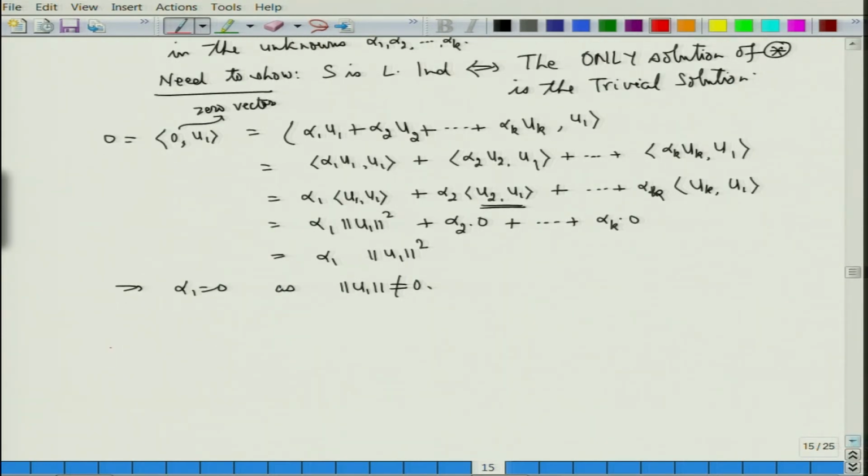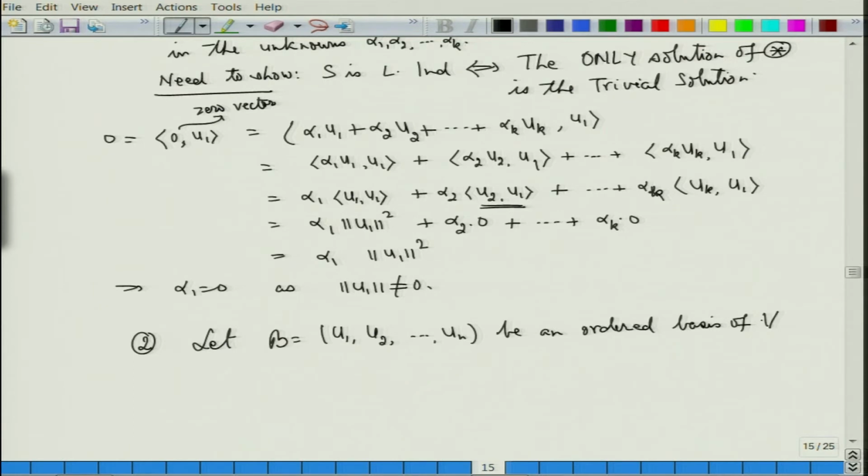Second thing, which is again very important, is that let B equal u1, u2, ..., un be an ordered basis of any vector space V, an inner product space with dimension of V equal to n. All right. Since the dimension of V is n, this is indeed a basis, therefore I wrote it as an ordered basis.